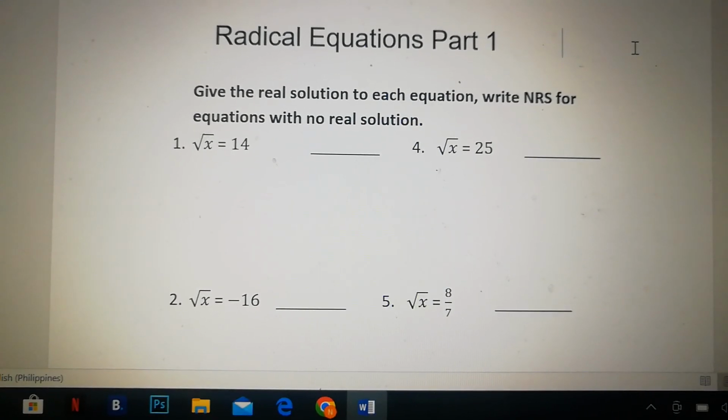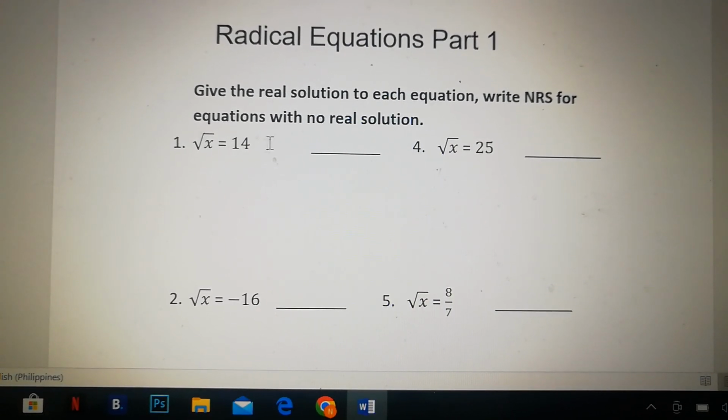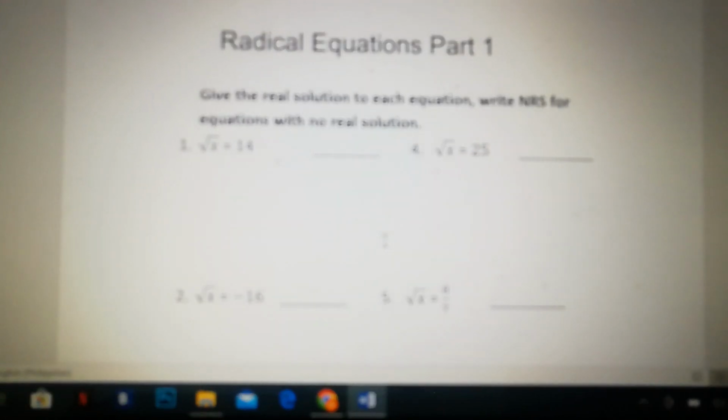So this is part 1 of your quiz number 2. This is not quiz number 2, but it is similar to it, for you to know how to do it. So I will just give you examples for each. Okay, so number 1, give the real solution to each equation. Write NRS for equations with no real solution.